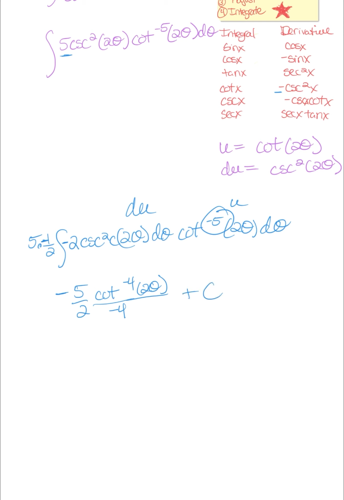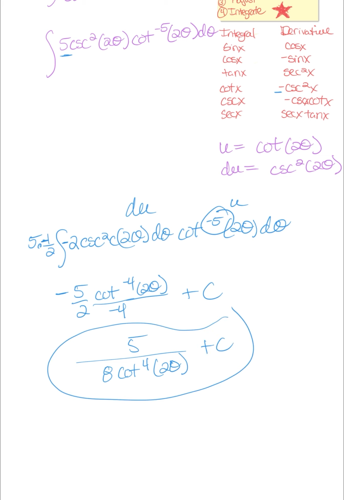Plus c. And then we will integrate. This will give us 5 over 8. Let's do it like this. 5 over 8 cotangent to the 4th, because it's the same when you have -4 as having to the 4th in the denominator, plus c. And that is our integral.